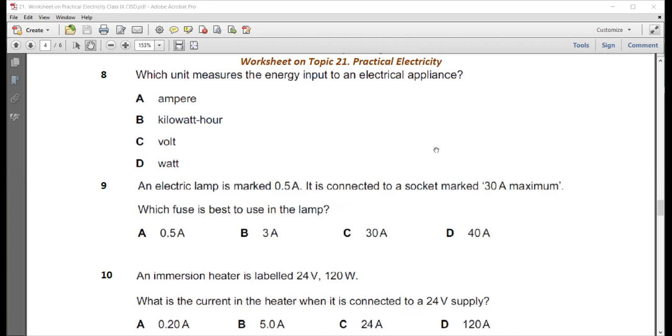So if you want to get more details on this one, I uploaded the notes long back. Look, here I'm also sharing the notes.